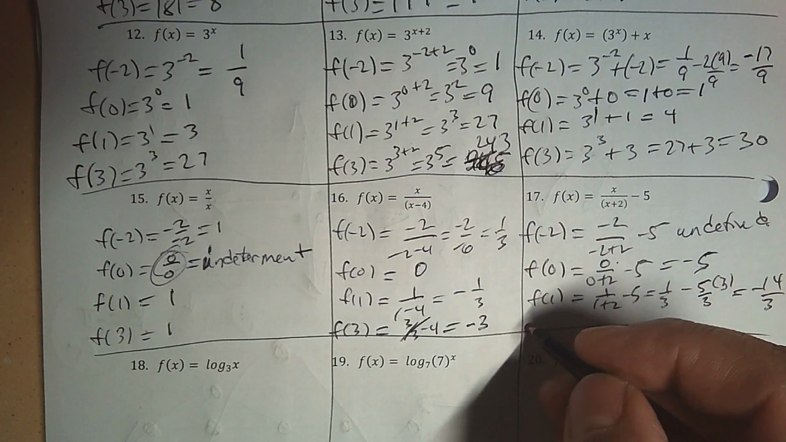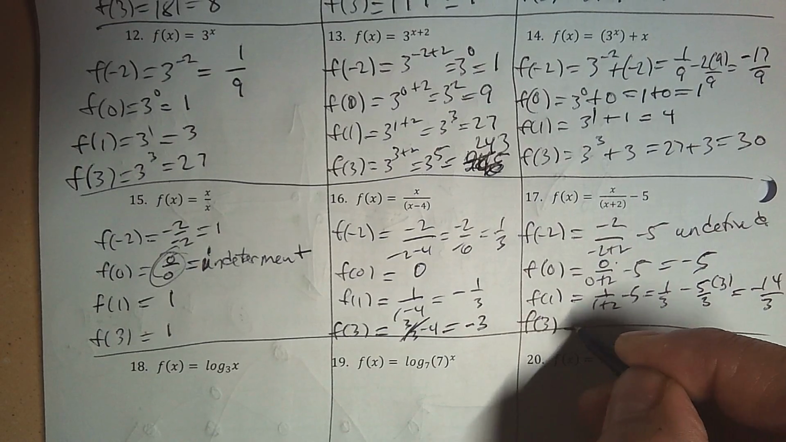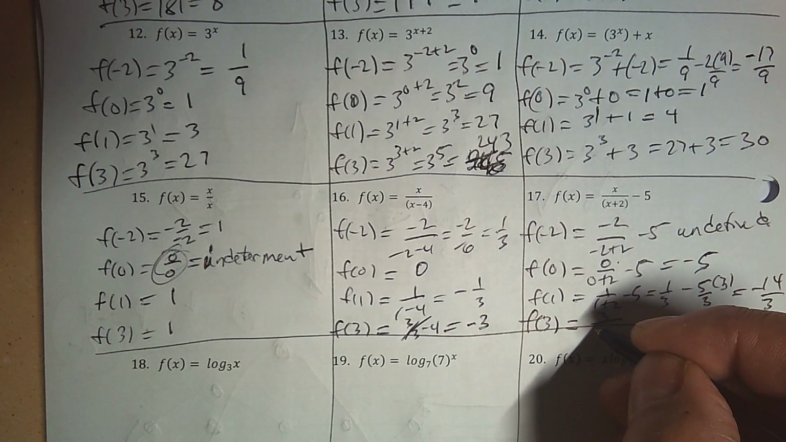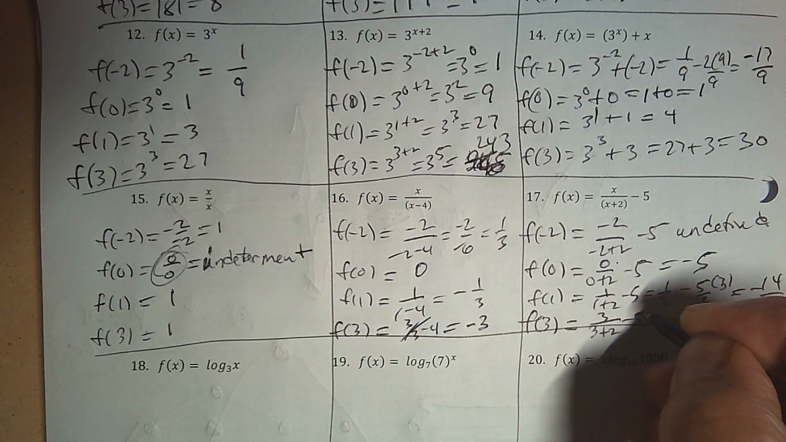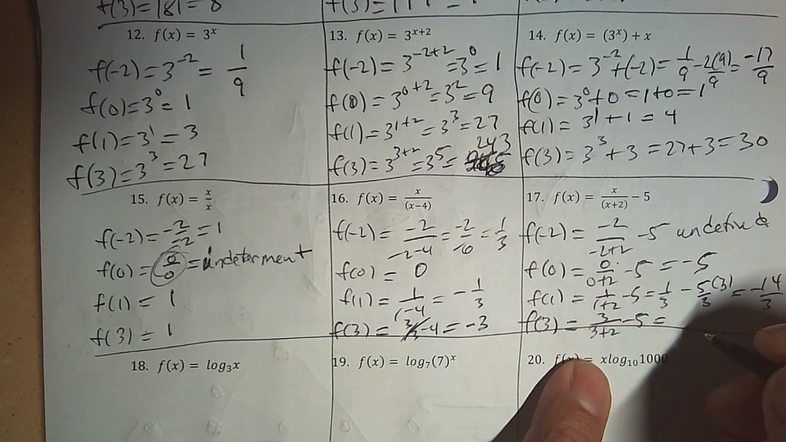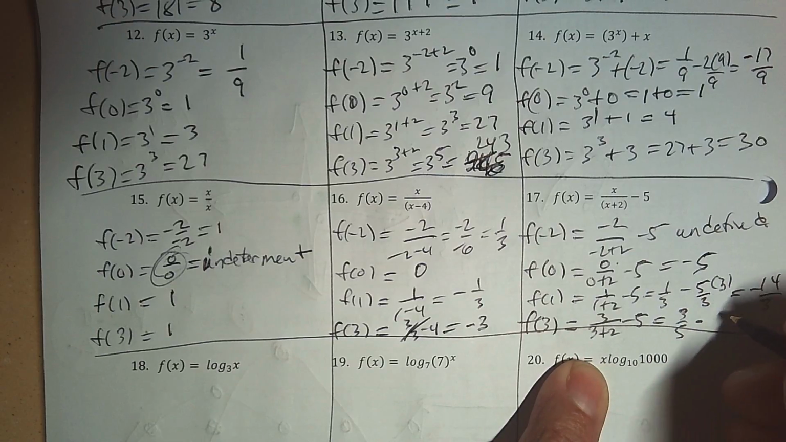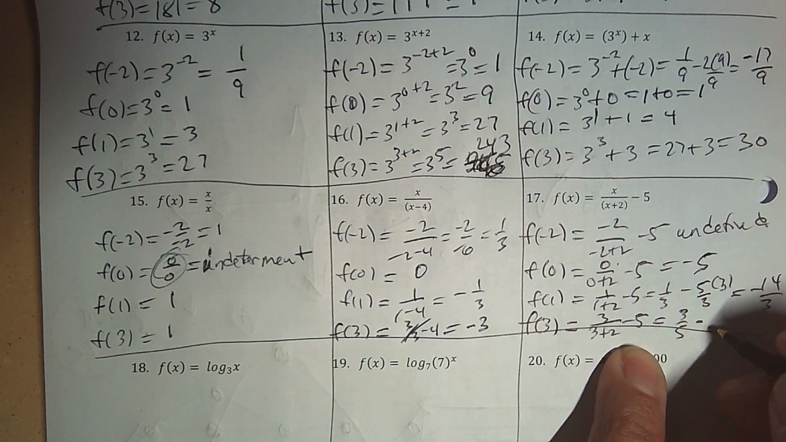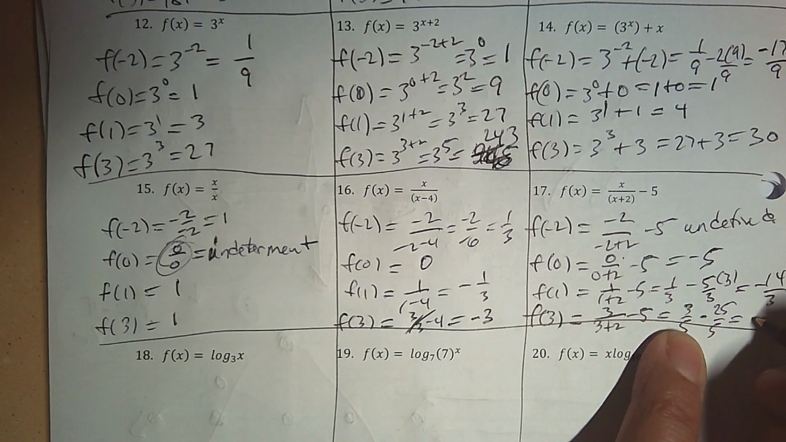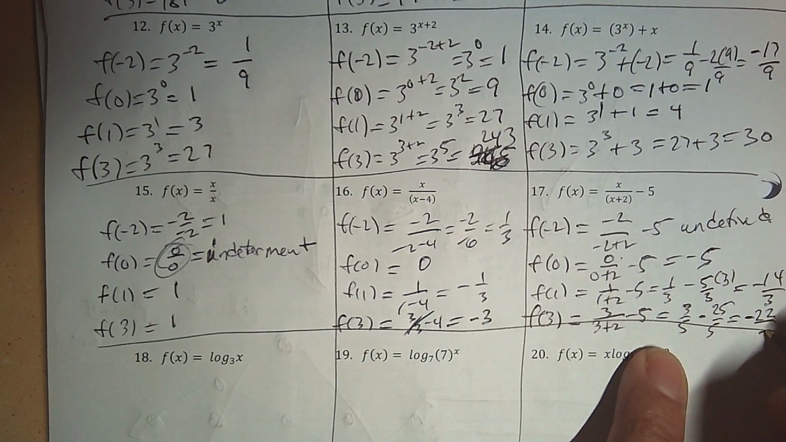Is there another one? 3. So 3 over 3 plus 2 take away 5. So I have 3 over 5. I need common denominators, so I'm going to multiply by 5. That's 25 over 5. And then subtract, and you get negative 22 over 5.